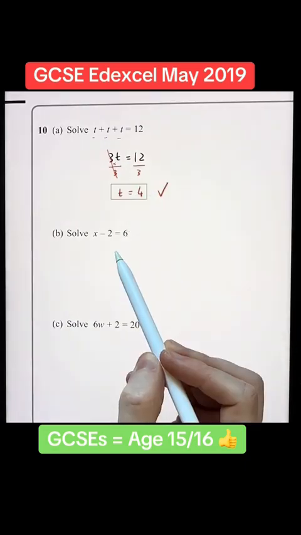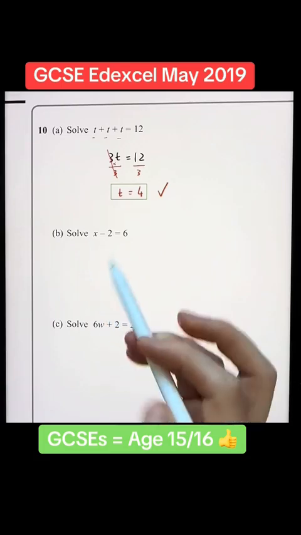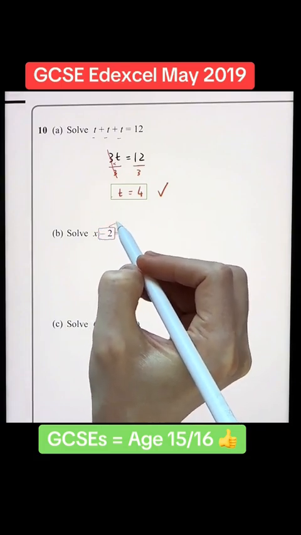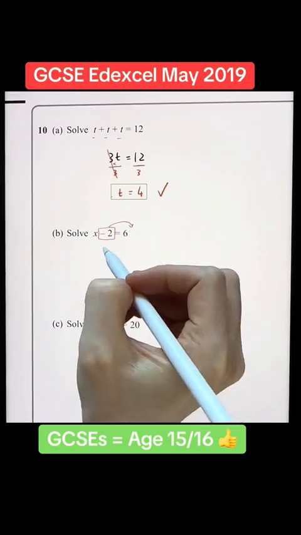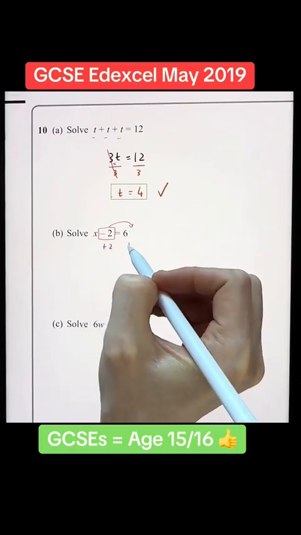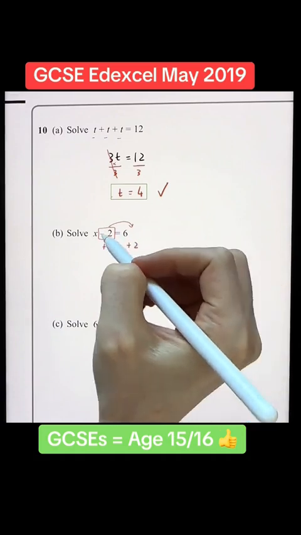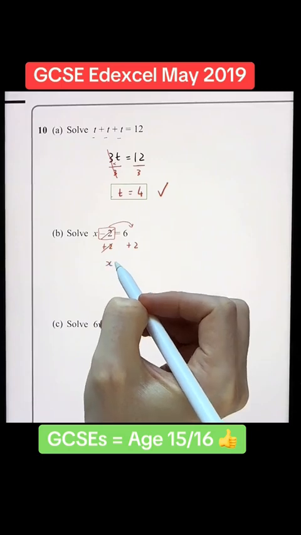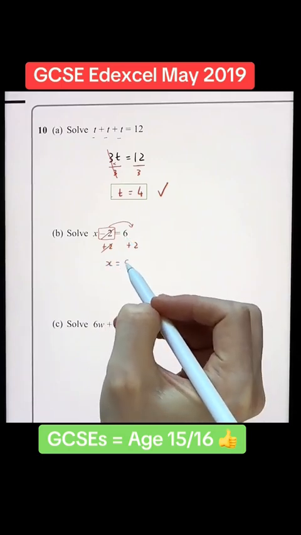Part B, solve x minus 2 is equal to 6. As I want to get x by itself, my first step is to eliminate any term on the same side as the letter by doing the opposite. In this case, the opposite of minus 2 is to add 2 to both sides of my equation. On the left-hand side, negative 2 add 2 will cancel to leave us with x, which is what I want. And on the right-hand side, 6 add 2 gives us 8.